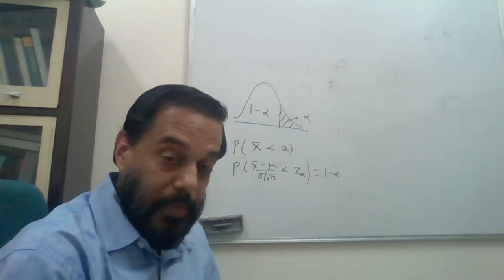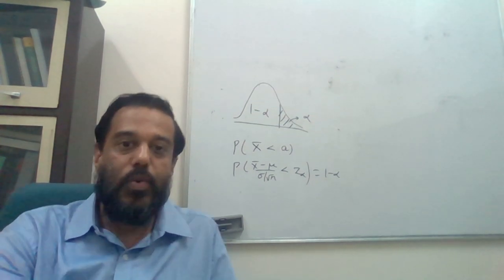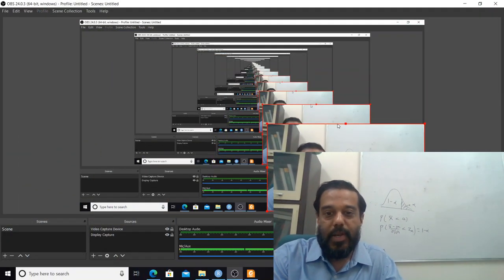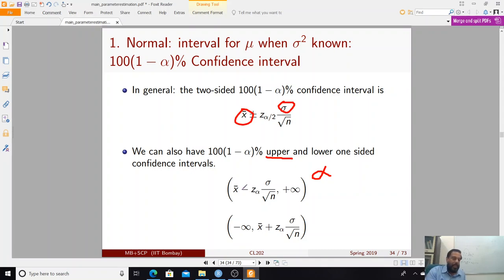So from here, this is the probability, but what you can try to obtain is the confidence interval. And so you will be able to show that mu belongs to this particular interval. So that will be the 100 times (1 minus alpha) percent upper confidence interval. Notice that in an upper confidence interval, you have the lower bound. That means mu exists somewhere in this interval, so it is definitely greater than the lower bound. And in the lower one-sided confidence interval, you have an upper bound for the mean.